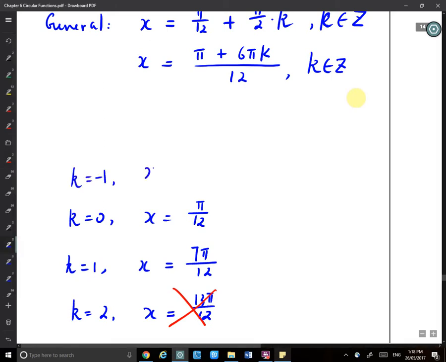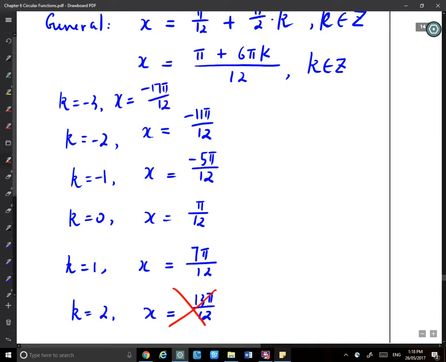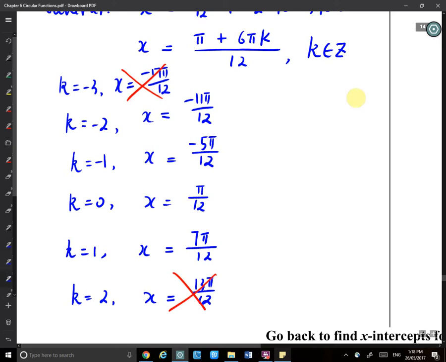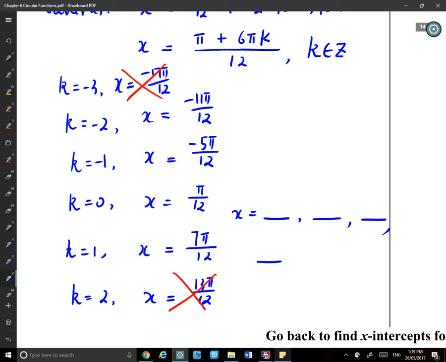k equals negative 1, x equals negative 5 pi over 12. k equals negative 2, x equals negative 11 pi over 12, which is still alright. k equals negative 3, x equals negative 17 pi over 12. Can't have negative 17 pi over 12. So your solution will be x equals negative 11 pi over 12, negative 5 pi over 12, pi over 12, 7 pi over 12. That's it. So list out those 4 solutions.